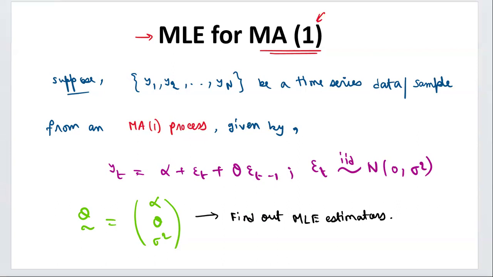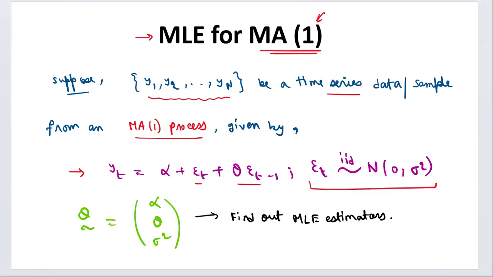So the question says, suppose you have Y1 to Yn. This is the sample, the time series data that is available to you, taken from an MA(1) process. And as you already know, if you are watching my playlist, this is the general form of an MA(1) process: Yt is alpha plus epsilon t plus theta epsilon t minus 1. If you haven't watched my videos on time series analysis, I'll give the link in the description so you can check that out. And here epsilon t follows a normal distribution.